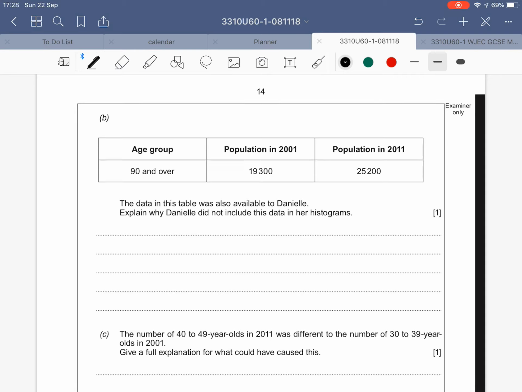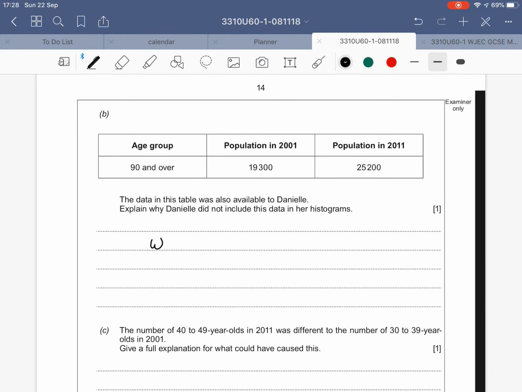Part B, the age group of 90 and over. The data in this table is also available to Sanya. Explain why she did not include this in her histogram. So, yes, there are people over the age of 90. However, it says 90 and over. These are all groups that end. Obviously, 90 and over doesn't end, so she wouldn't know what width to do her bar. So she won't know the width of the bar, because obviously it's 90 plus, so bars are groups.